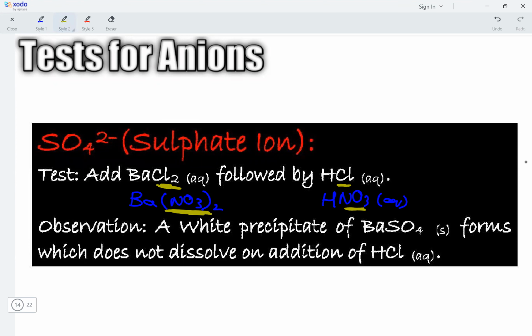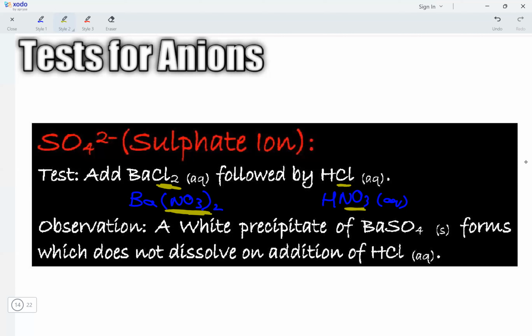What is the observation? A white precipitate of barium sulfate will form, which does not dissolve on addition of HCl. Now we need to understand why HCl is added later and not in the beginning. If instead of sulfates, sulfite ions were present, sulfite ions have the formula SO3 2-, and we will be looking at sulfite ions shortly.